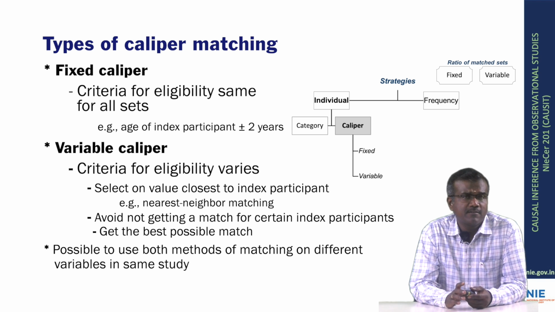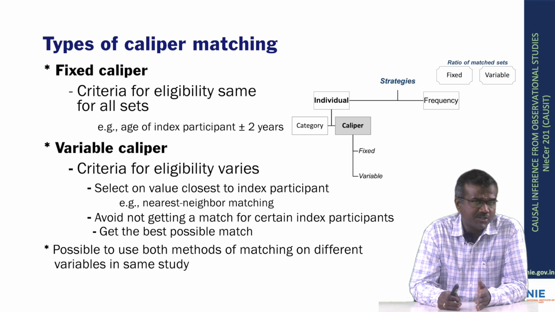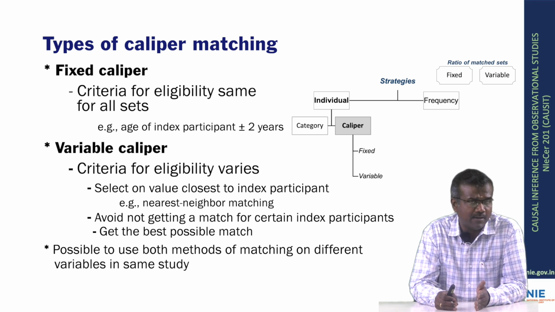for the index participant. For example, for an index participant from a particular household, if we want to have the nearest neighbor matching, the nearest neighbor matching could be variable for different index participants, but the nearest neighbor who is eligible to get matched is selected based on the fact that we need to get a match for all index participants. We need to get the best possible match. Therefore, it is variable. It could be your neighboring household or it could be within the next few set of households. That is the definition of nearest neighbor, which could vary for each index participant.